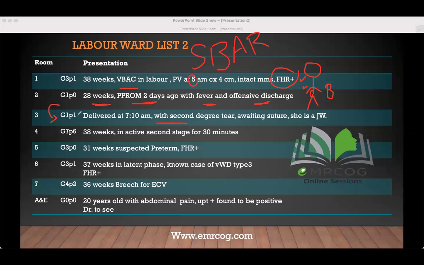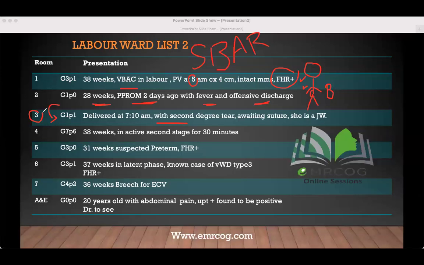Right? So now, look, this is what's called an evolving scenario. Evolving scenario means that the case was written like an innocent case, just a case with a second-degree tear awaiting suture. But when you ask the examiner about the vitals and examination, it was good from you. I like that. So the examiner has revealed the hidden agenda, and he told you that the patient is bleeding, it's severe bleeding, and that she's now vitally unstable.